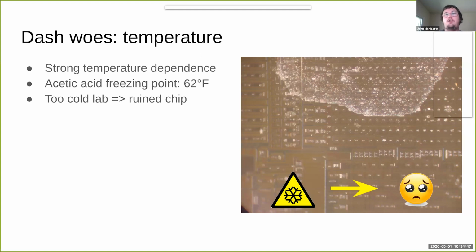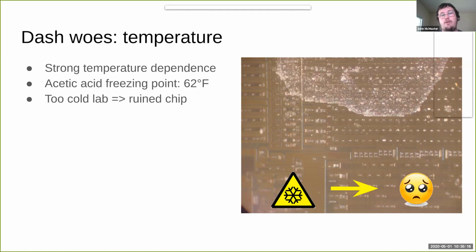And in the image to the right, you actually see acetic acid that's solidified on the die and really destroyed the reaction. The other thing you need to be aware of is that a lot of these reactions are strongly temperature dependent. If you increase the reaction temperature by maybe 10 degrees, the reaction rate may increase quite significantly. So do keep an eye on what temperature you're running things at all times.